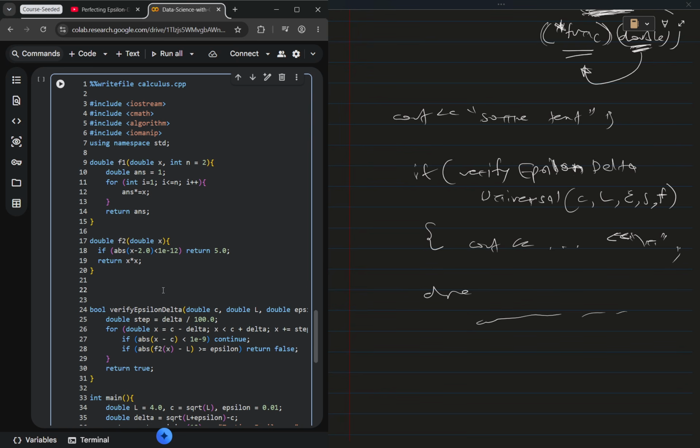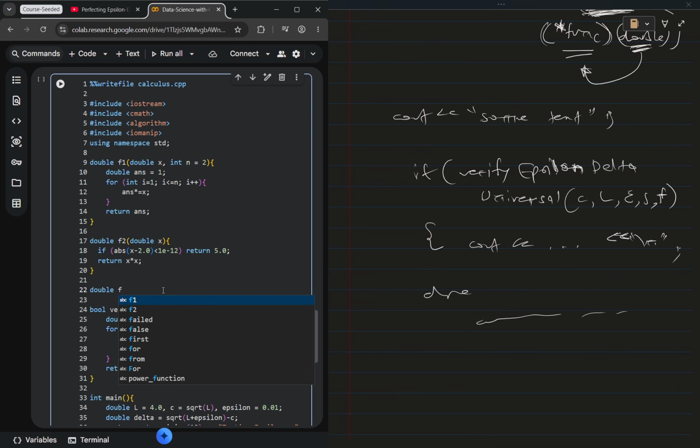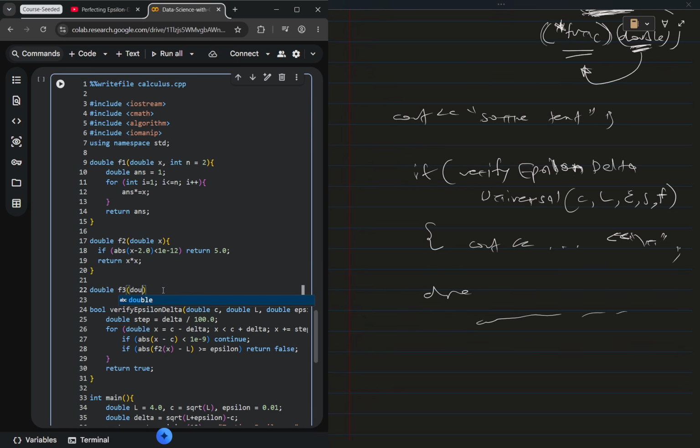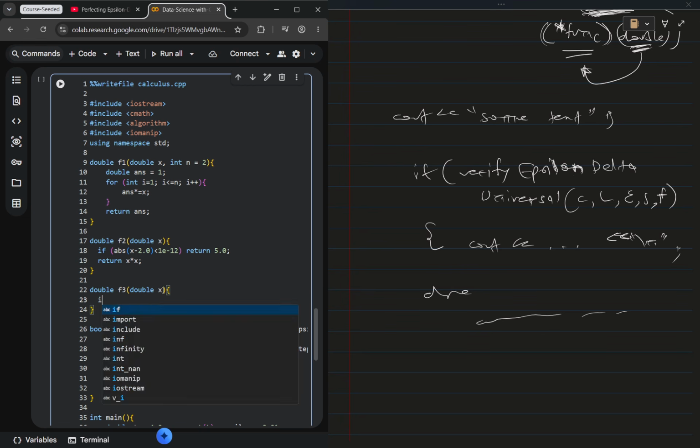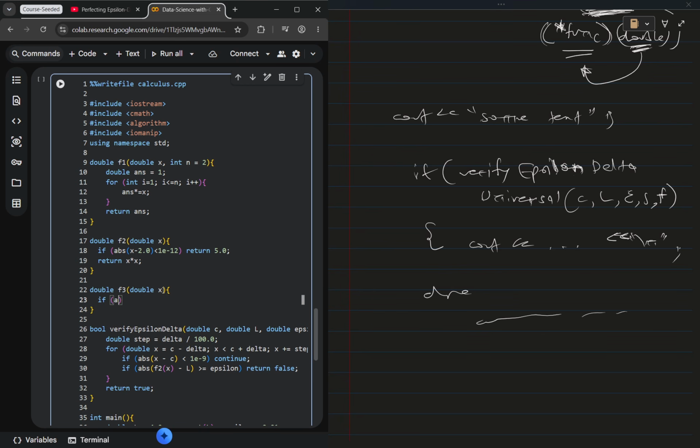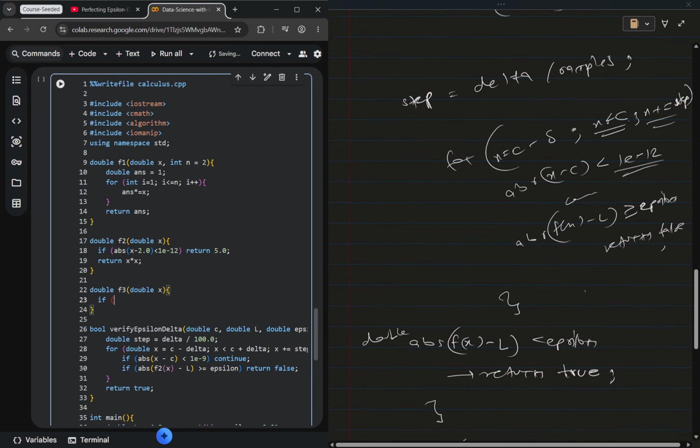Otherwise we have our f3 function. So f3, which is basically your double. So you have this double x, which will be, if absolute of x minus 2.0 is less than, sorry, if x is less than, I think this was not the f3 function. What was our f3?